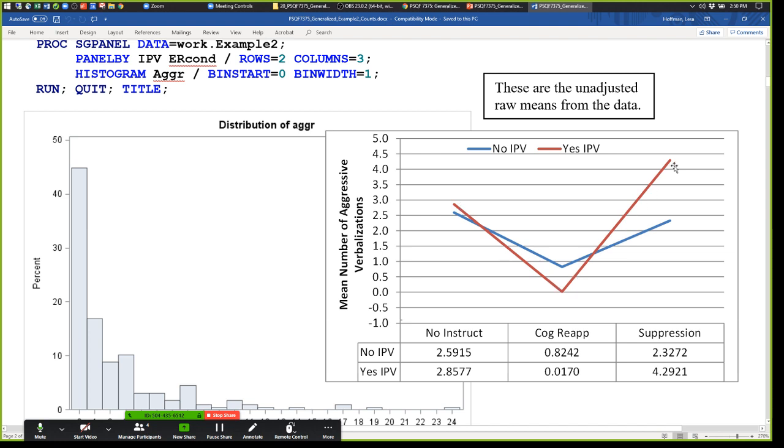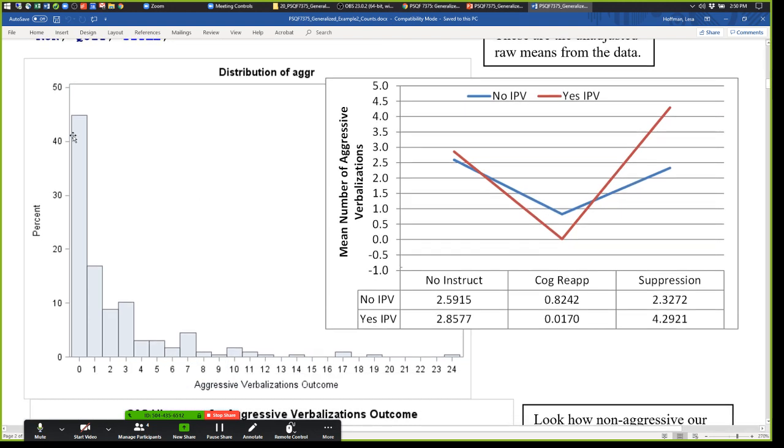If you just stared at these lines, does this look like an interaction to you? I think so. It looks like there's a bigger difference in IPV in the suppression condition than in the others. Possibly even a backwards difference between suppression and cognitive reappraisal, if I'm just making my eyeball visualizations here. Here's the distribution of the overall variable across all groups. It looks really what's known as zero inflated, meaning a whole lot of zeros in this pile. It's definitely skewed positively.